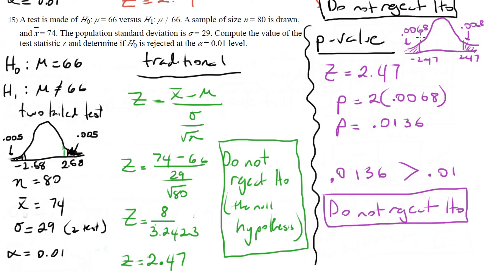That's the key here, right? Because if you just use 0.0068, you would have said the alpha value is greater and you would have rejected the null hypothesis. It's important to make sure that you multiply that by 2 if you're using the p-value method for a two-tailed test.